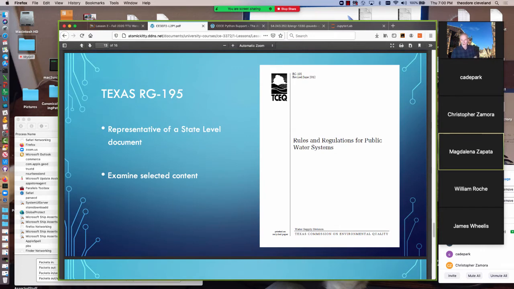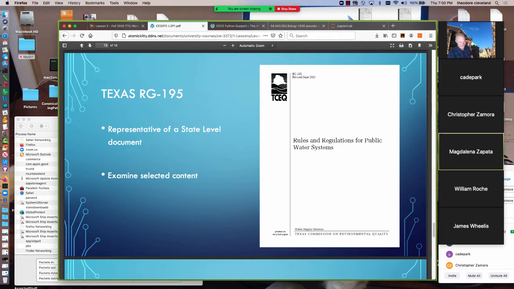So one example that's applicable for Texas is something called RG-195. It's representative of a typical state level document. And it's called Rules and Regulations for Public Water Systems. And what it is, we'll go look at it in a second. It says revised June 2012. So it's relatively recent.